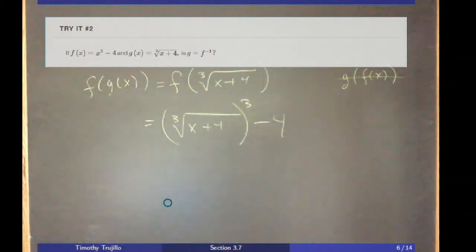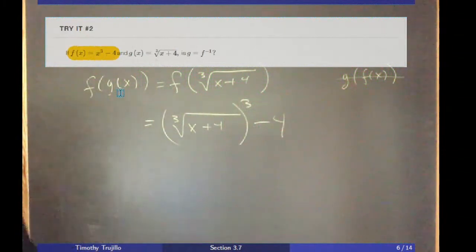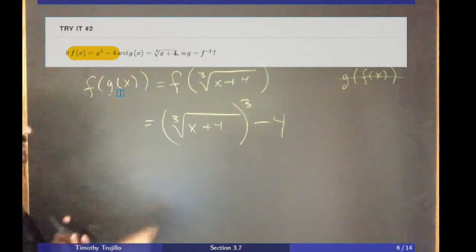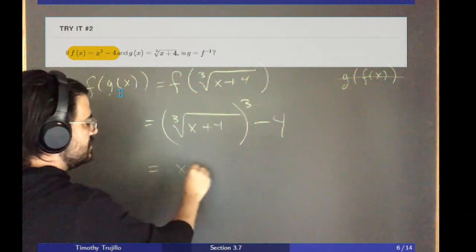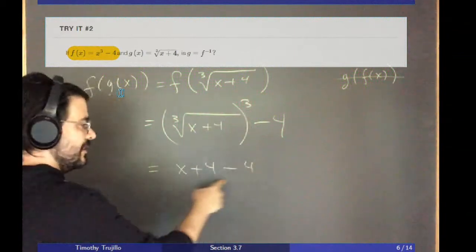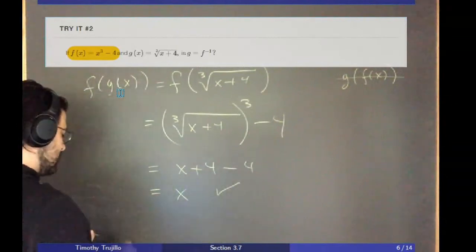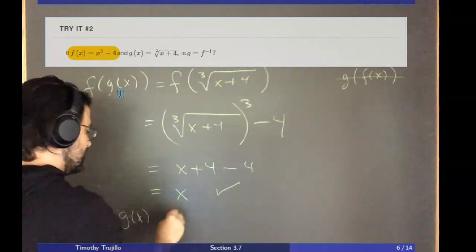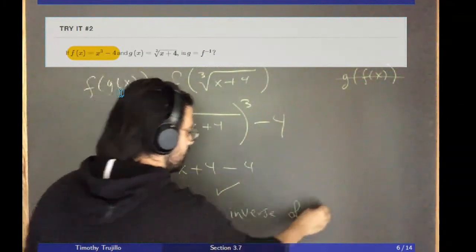Right? And all I'm doing is, everywhere in this formula for f of x, replacing that x with the cube root of x plus 4. Okay. Now you simplify. So here the cube root and the power of 3 cancel each other out. And so that gives you x plus 4 minus 4. And then nicely here, the 4 and the minus 4 cancel out. So we get x. So in this case, g of x is the inverse of f of x.